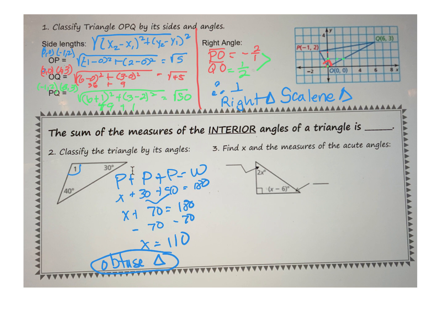All right, let's look at number 3. It says find x and the measure of the acute angles. So both angles. Okay, so we're still going to do part plus part equals whole.